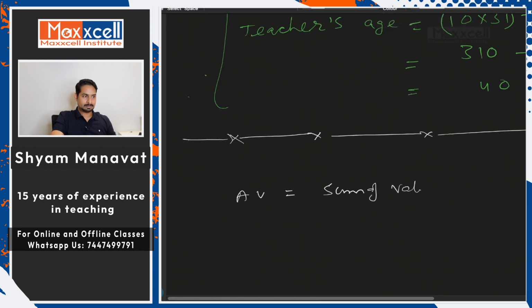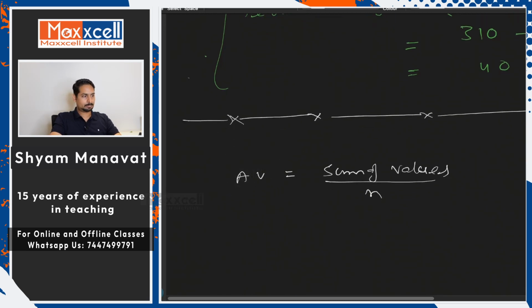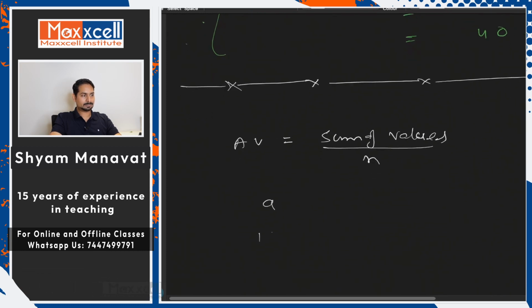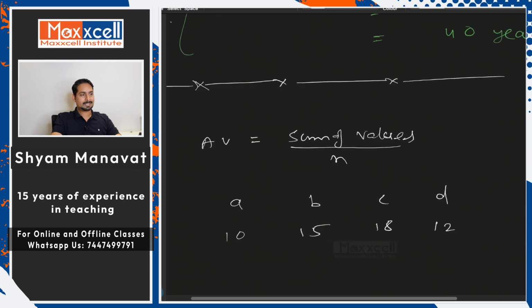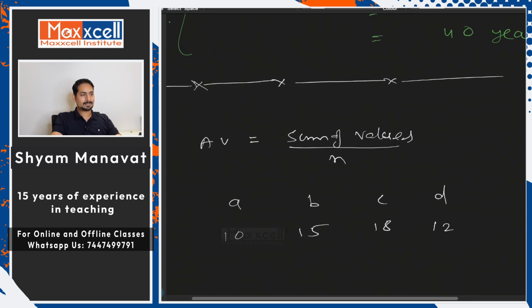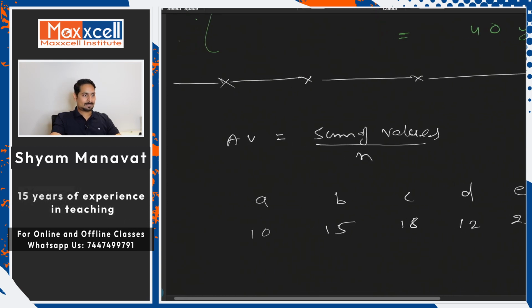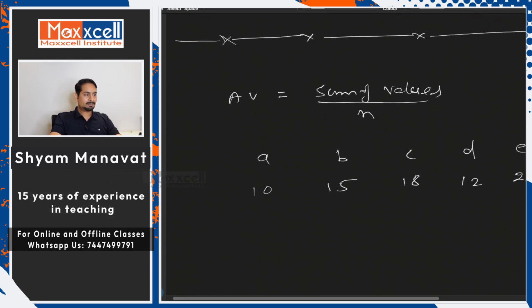Yeah. Now imagine that you got a few chocolates. Let's say there are 5 people in the group. First A got 10 chocolates, B got 15 chocolates, C got 18 chocolates, D got say 12 chocolates, and E got, let's say, 25 chocolates. Okay, these are the number of chocolates. So if I want to find out the average, listen to this carefully.